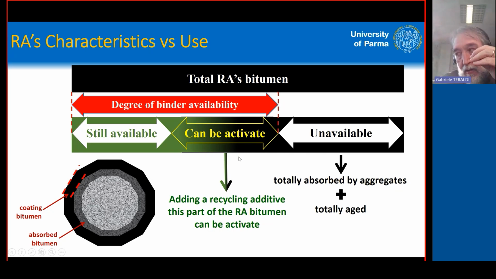This is the area, or the amount of bitumen, where we can work to optimize or maximize the effect of recycling, because the more we can activate of the bitumen that is aged, not active but potentially active, the more we increase our degree of binder availability, and of course the amount of bitumen that we save. And this is the area where the recycling agents are working.